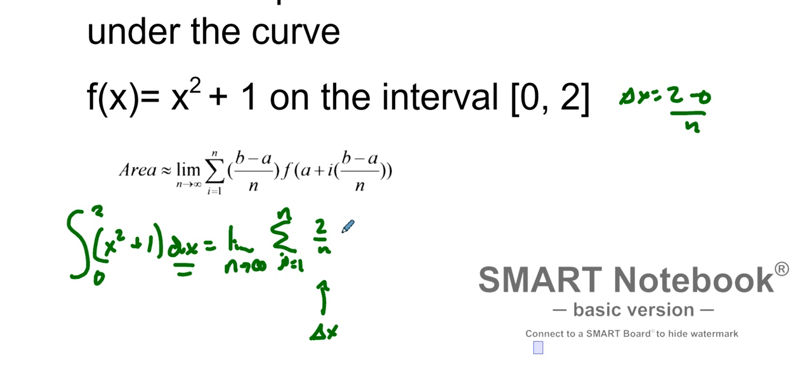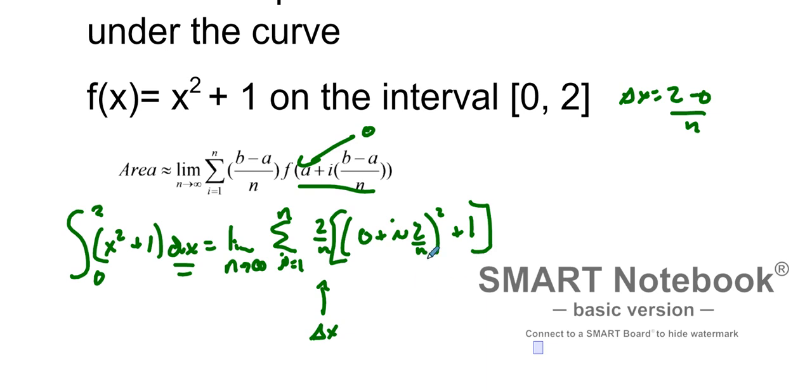And then we're going to have our function. So our function happens to be this. So I'm going to plug in this value. Now a is 0 in this case. So what we're going to have is 0, and I'm just going to put brackets around here because we have two different things. So we have 0 plus i times 2 over n, squared, plus 1. There you go. This could be simplified to i times 2 over n, squared, if you want to do that. But there we go. That's it. And that's how we have our definite integral.